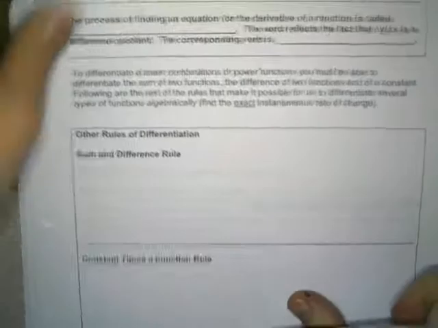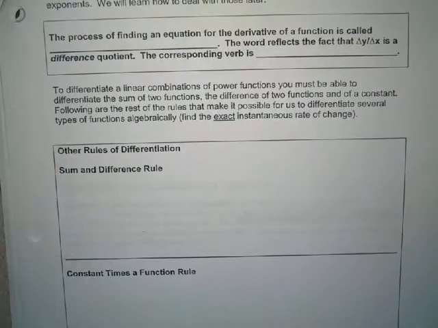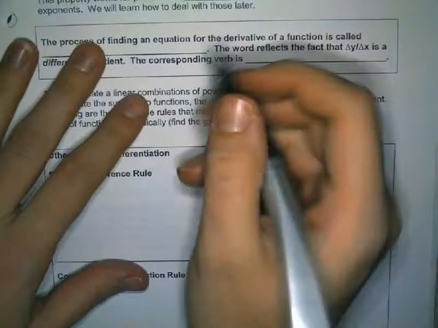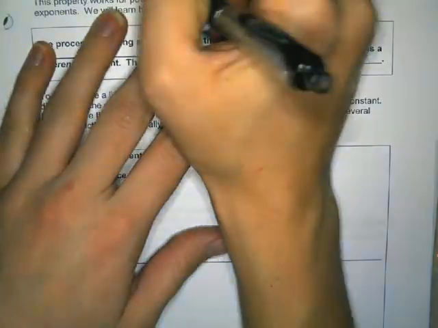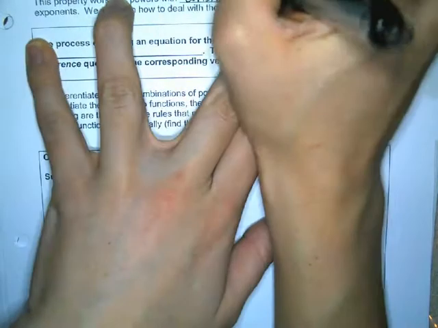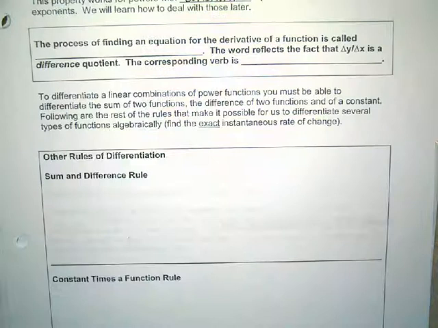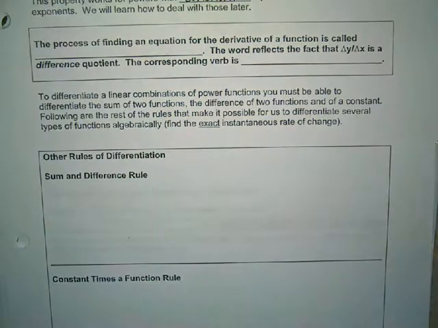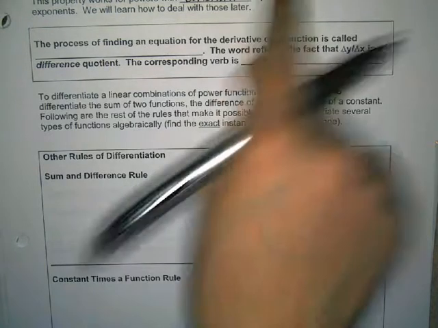Oh, before that though, sorry. This property works for powers with what we call constant exponents, not variable exponents. That means that this is a number. It can be a fraction, it can be a decimal, but it has to be a number. You cannot have x as an exponent. We'll learn how to deal with those later. They can even be negative numbers. It just has to be a number as an exponent, not a variable.